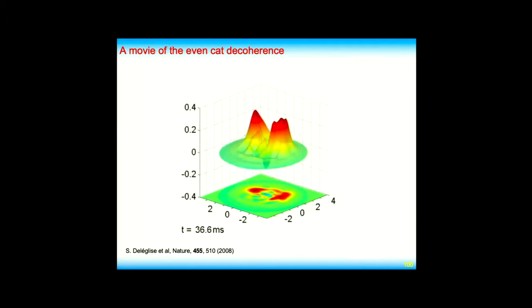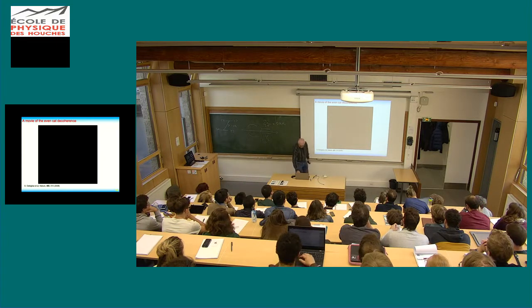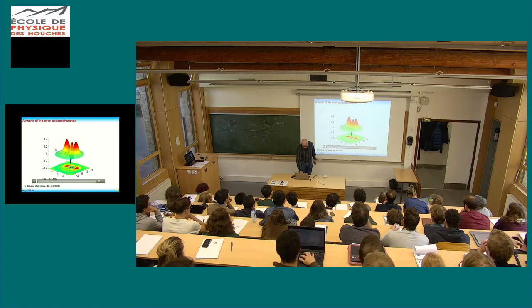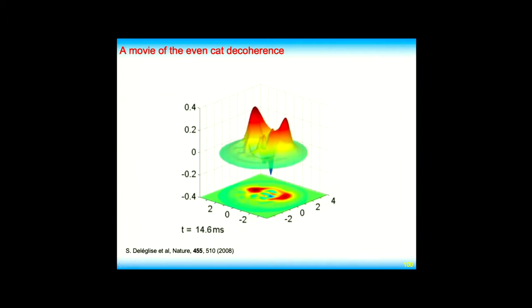In 30 milliseconds, this is a 130 millisecond lifetime cavity, in 30 milliseconds, the fringes are totally washed away, and you are left with a statistical mixture of the 2 cat components. Once more, I love it. So it's about 1,000 times slower than real time. So you see here decoherence at work. You see here that in a Schrödinger cat, the smile goes out first.